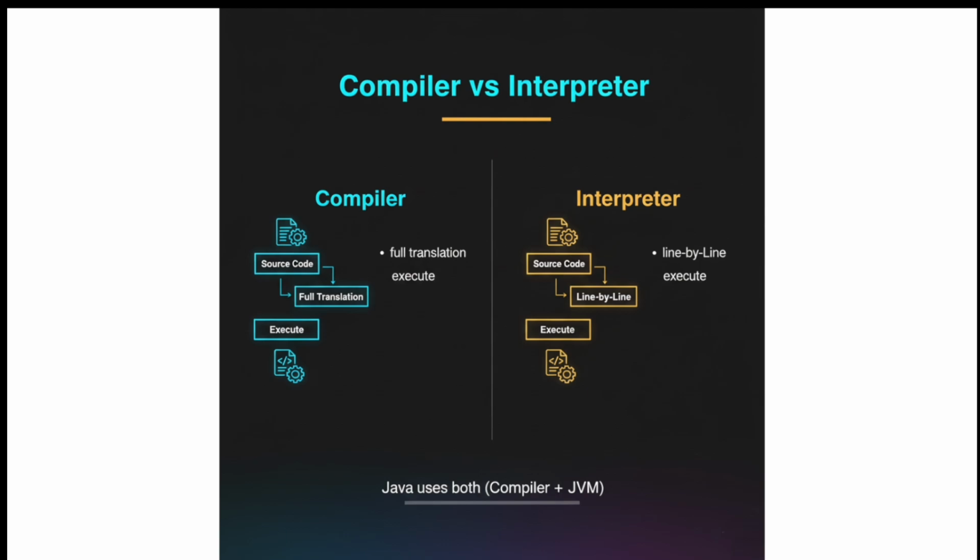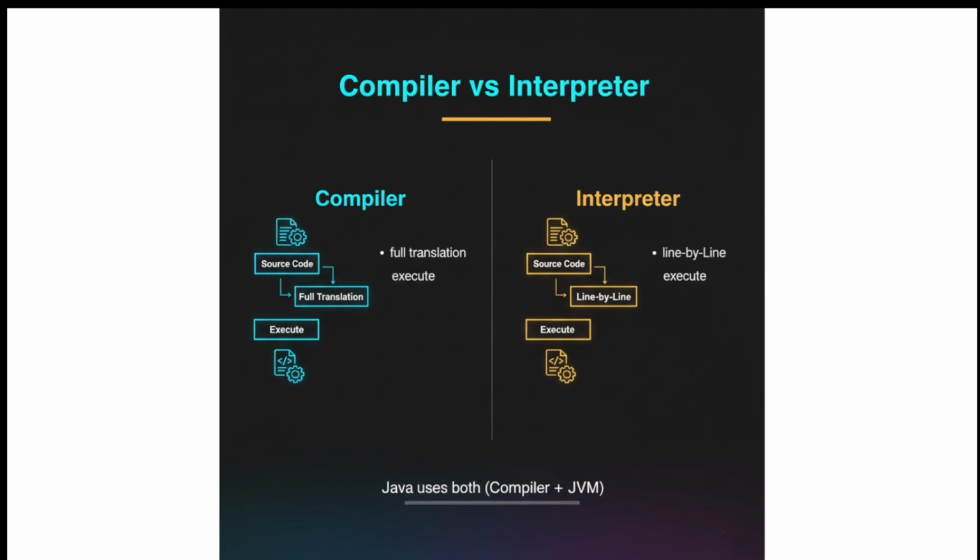And an interpreter translates line by line while running, slower but more flexible. Means what is the difference? A compiler is used when the entire code is written and it can be executed at a time. And an interpreter is used when we write code line by line and execute line by line. So that is the difference between compiler and interpreter.